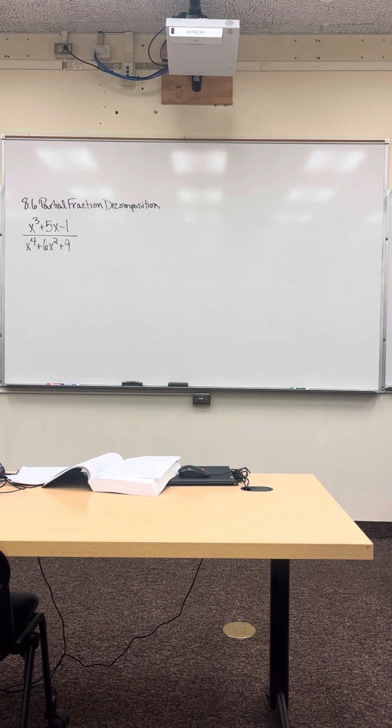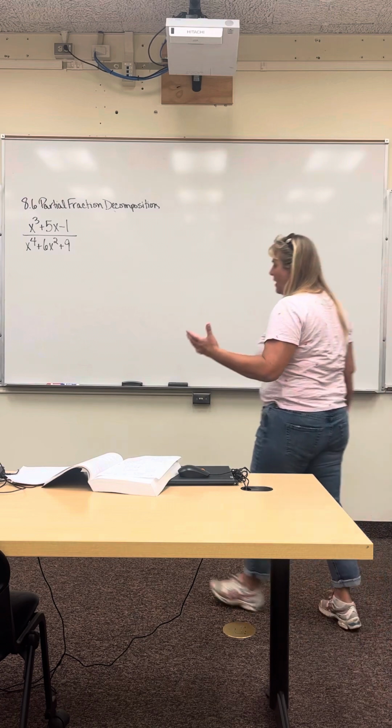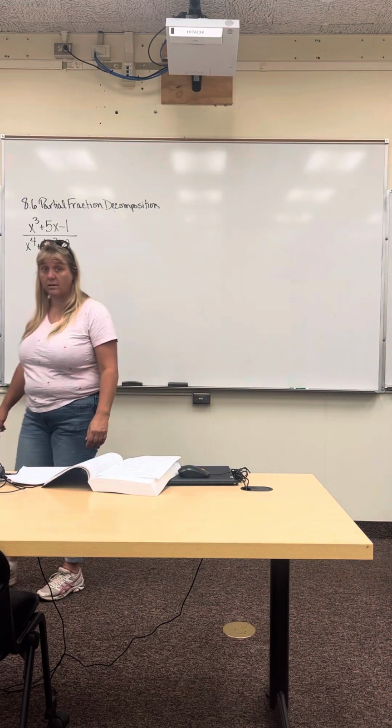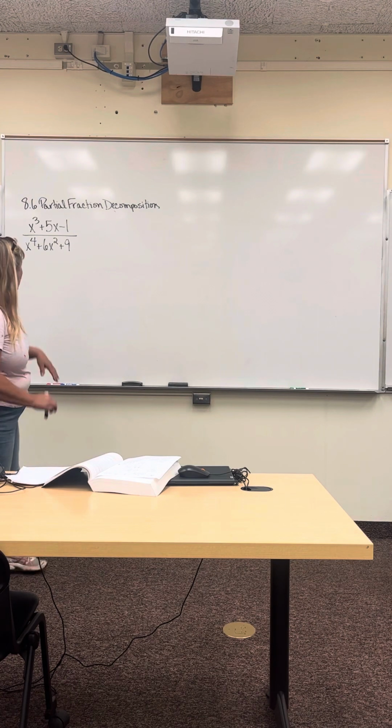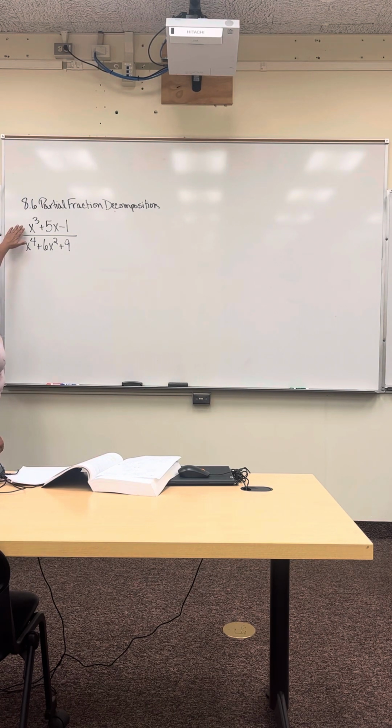Okie dokie, one last one so you can see this again, because who doesn't want to see more partial fraction decomposition? Okay, even the name sucks. So this one we're going to do is x cubed plus 5x minus 1 over x to the 4th plus 6x squared plus 9.